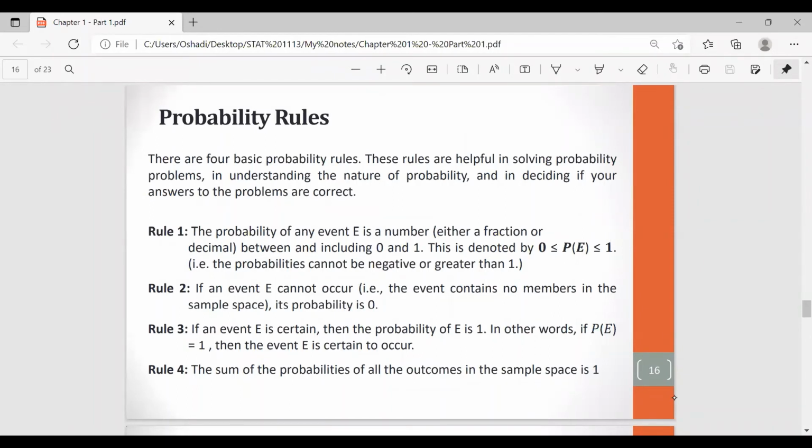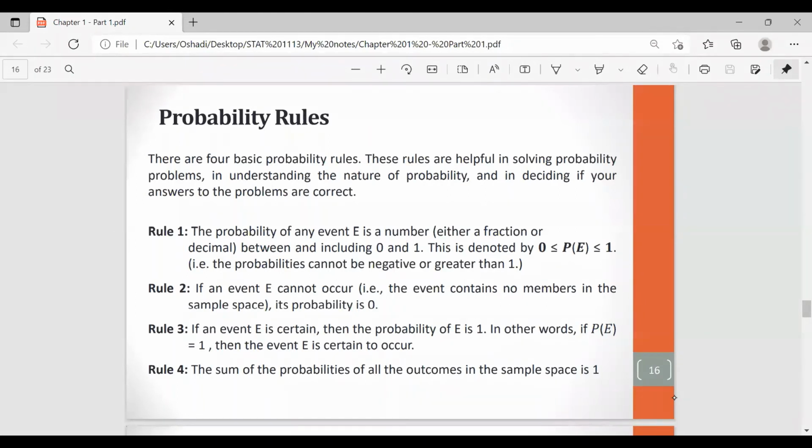Okay, then let's move on to the probability rules. There are 4 basic probability rules. The rules are helpful in solving probability problems, in understanding their nature and deciding if your answers to the problems are correct. There are some more rules you have to learn in future, but these are called the basic ones.